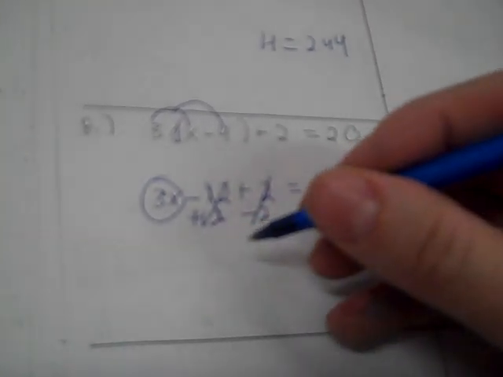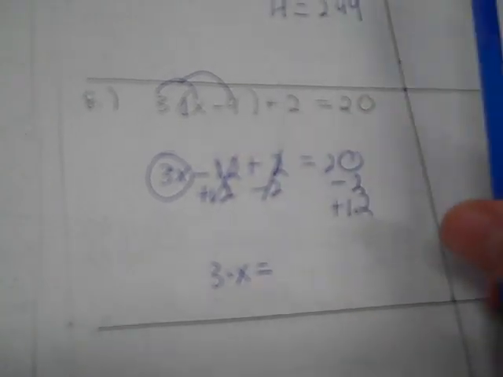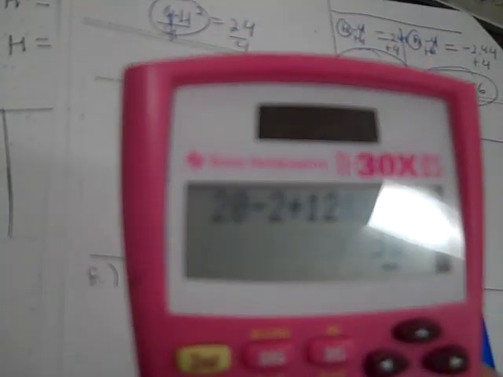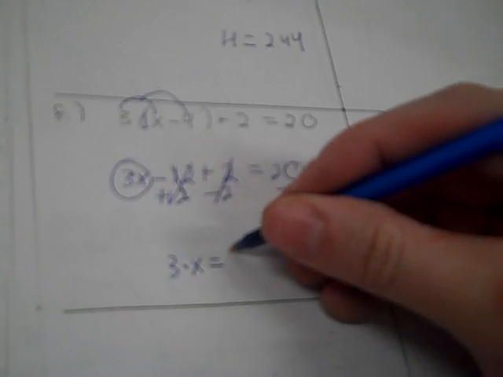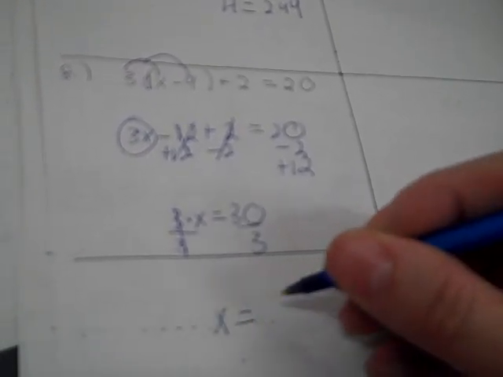Okay, so I got 3 times x equals, you are going to need to divide because it's not a 1, it's a 3. And then to find what you're going to divide by 3, go 20 minus 2 plus 12. That's 30. Now I just divide and I have my answer. I don't need to do the square root because x isn't to the second power. So that operation doesn't exist.